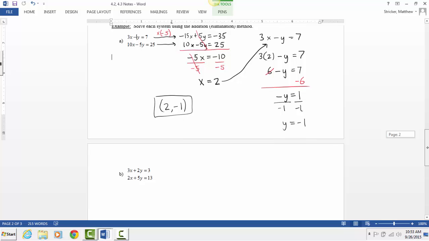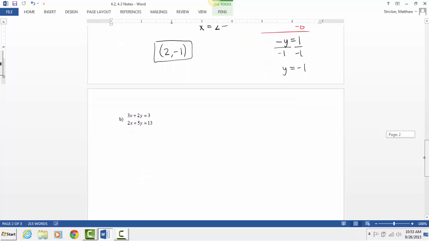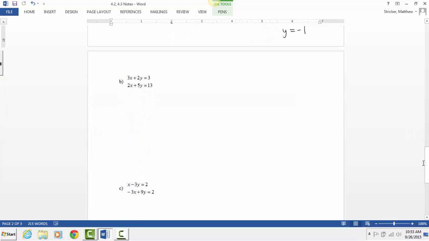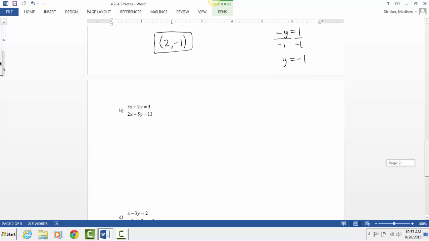Let's take a look at another one. In this next one, I can't multiply 2 or 3 by anything to get the other number, and I can't multiply 2 or 5 by anything here. So this is one of those situations where I'm going to have to multiply both equations by constants to get one of the variables to eliminate.